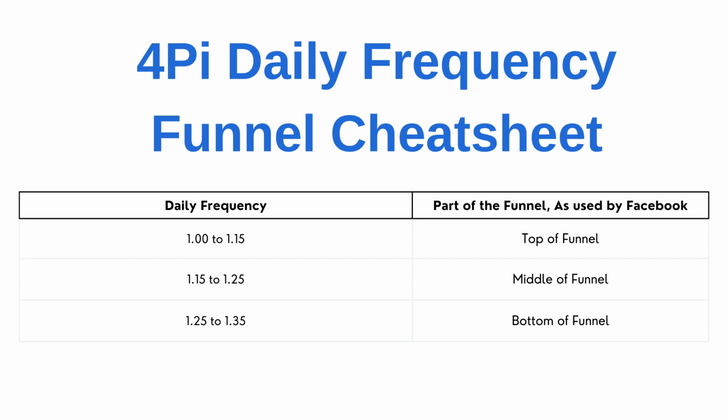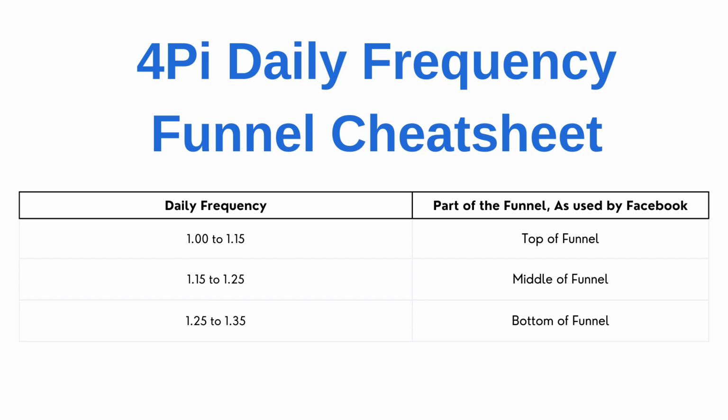So I promised before a quick 4PI daily frequency funnel cheat sheet. And again, this is a cheat sheet. It's not perfect. Every situation is a little bit different. But if your daily frequency is between a 1 and a 1.15, we can really think of this as a top of funnel ad. If our frequency is a 1.15 to a 1.25, this is probably an indication that it's more middle of funnel. If 20% of people are seeing our ad twice, it's a little bit prospecting and a little bit retargeting. And above a 1.25, that ad is probably bottom of funnel.